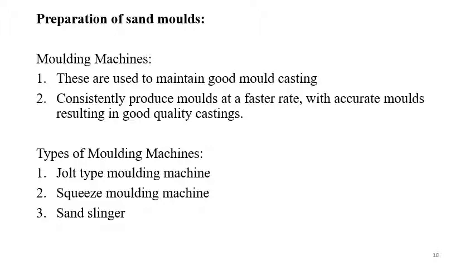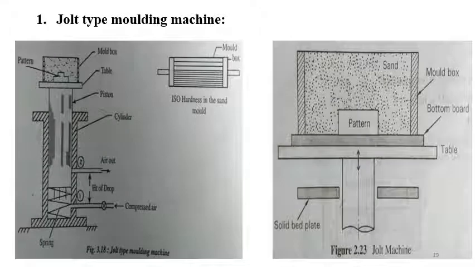So let's study the details one by one. First one you can take is the jolt machine. You can see this jolt type molding machine. This is a piston cylinder arrangement. This is a table. This is a piston. The table is moving up and down fast.